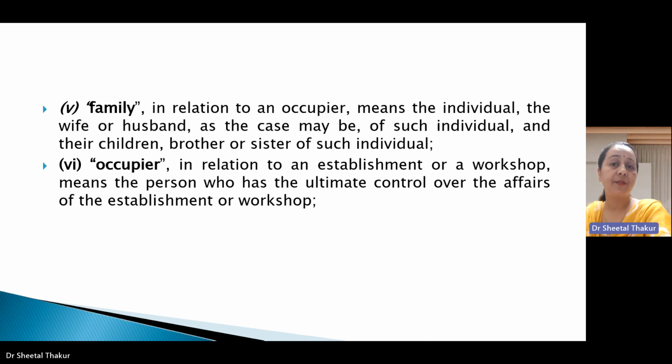Another term which has been defined under the provision of this act is family. Family, in relation to an occupier, means the individual, the husband or wife of such individual, and their children, and the brother and sister of such individual. So whenever the word family comes in relation to an occupier, his spouse as well as his children, brother and sister will come within the periphery of this family.